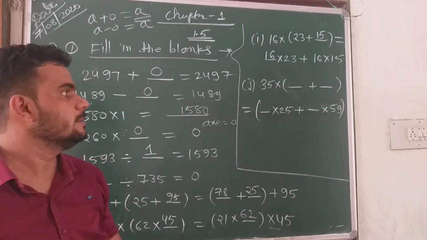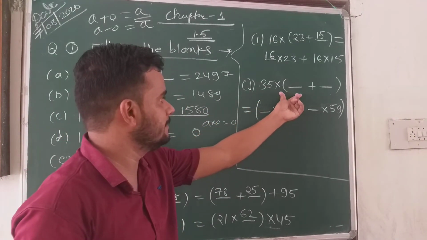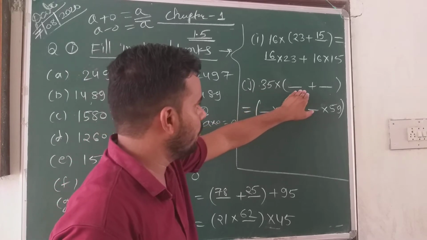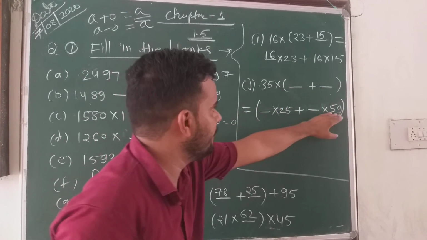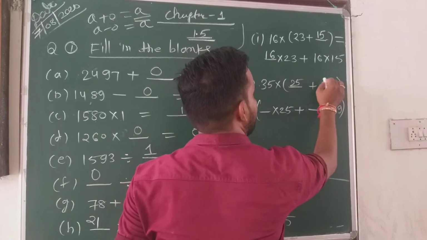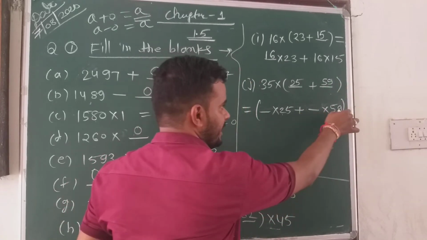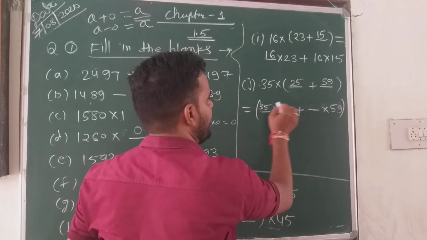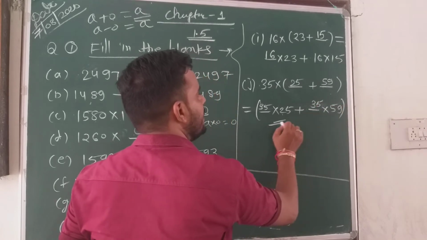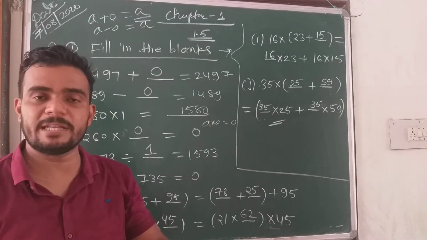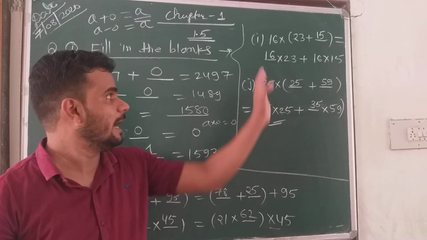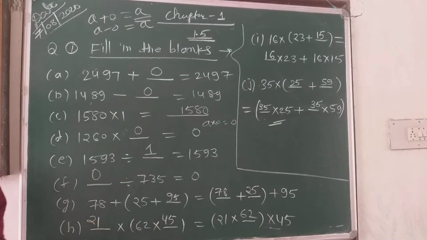Okay, any doubt? Like this also you have to solve this one, 35, and both fill-ups. So 25 and 59. 25 and 59 are already there. So here 35 and 35. Okay, this is based on the distributive property. See the distributive property carefully, and afterwards solve. Okay, so take a screenshot and write it in your notebook.